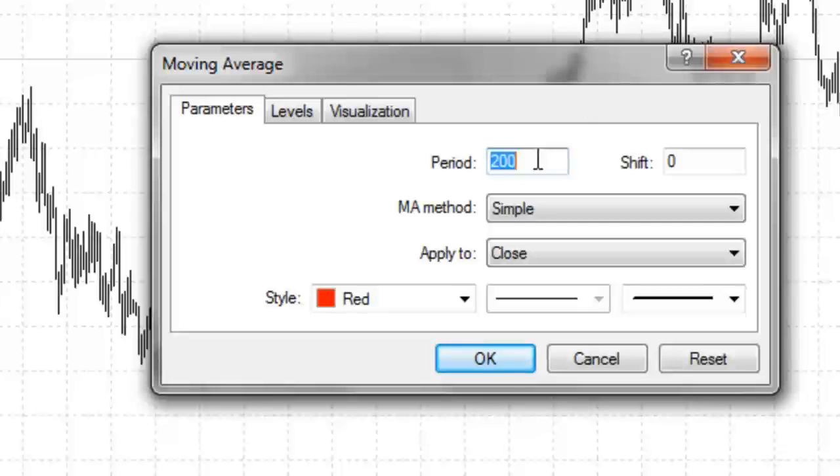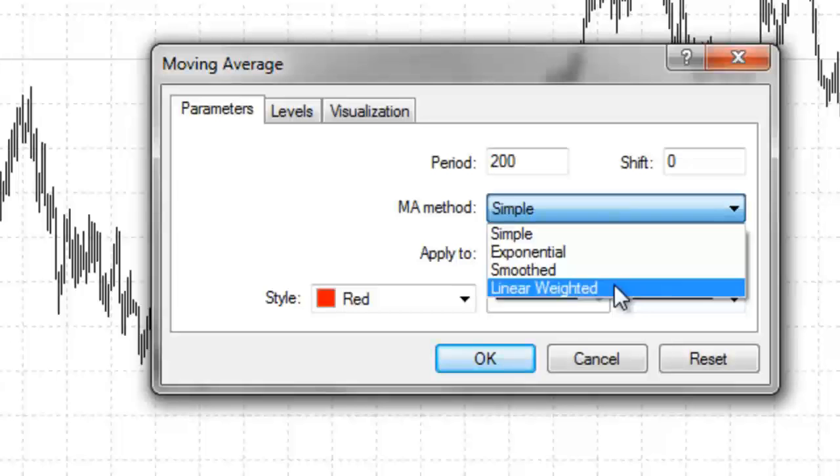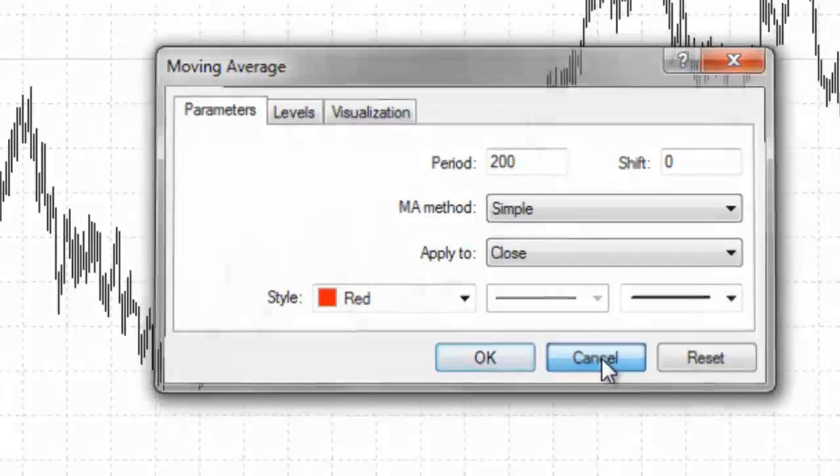The first one highlighted here is the period, so we can set the moving average to whatever period we choose. The shift function allows you to shift the moving average either backwards or forwards in time. The moving average method: in MT4, we have 4 different types of moving average that we can apply. We can use a simple moving average, an exponential moving average, a smoothed moving average, or a linear weighted moving average.